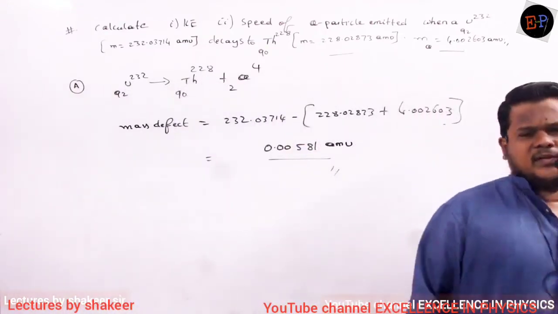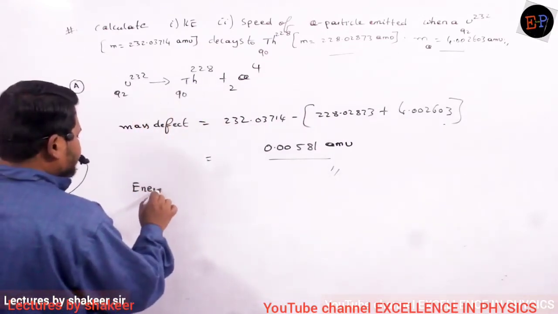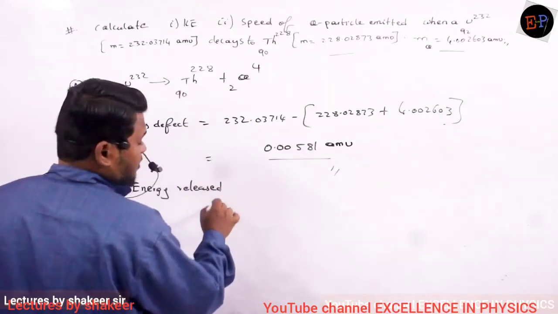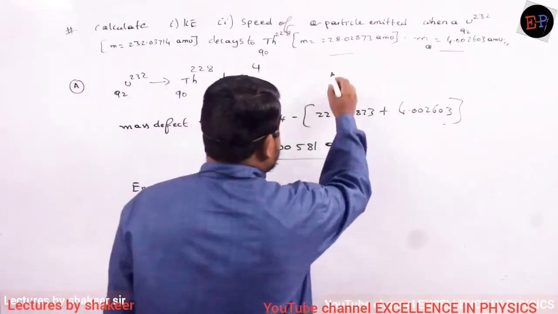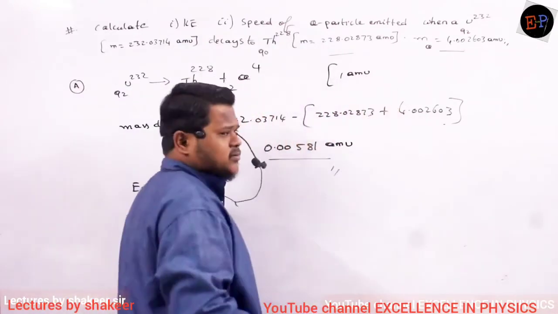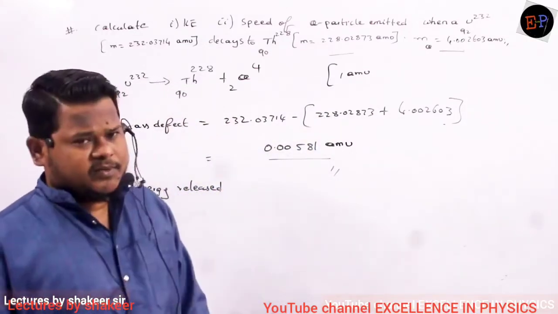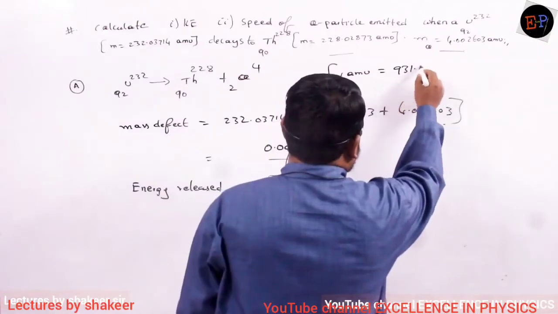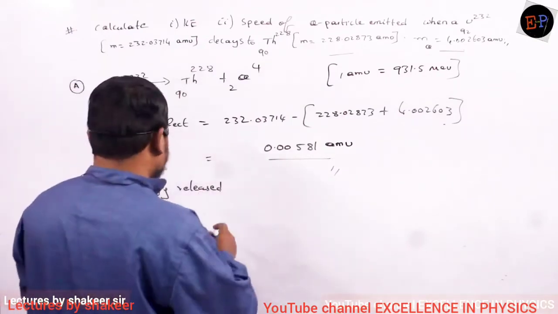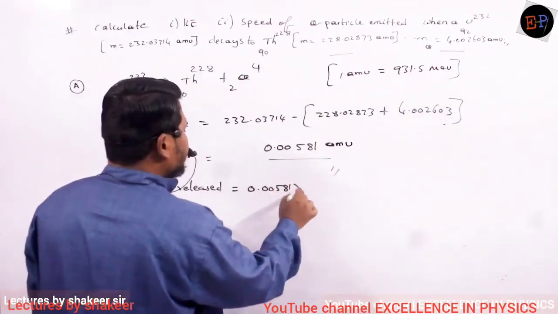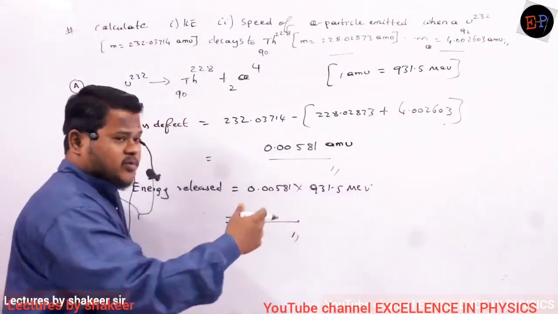Now when this mass has disappeared, what is the energy that should have been released? How can I calculate the energy released? 0.00581 into 931.5. Previously we studied that AMU is the unit of mass only. Small masses, atomic masses we study in the case of AMU. So if 1 AMU is converted into energy, then 931.5 million electron volts of energy will be released. Already we have studied, no? So do this calculation: energy released is 0.00581 multiplied by 931.5 million electron volts. If you do this calculation, you will get the total amount of energy which is released.